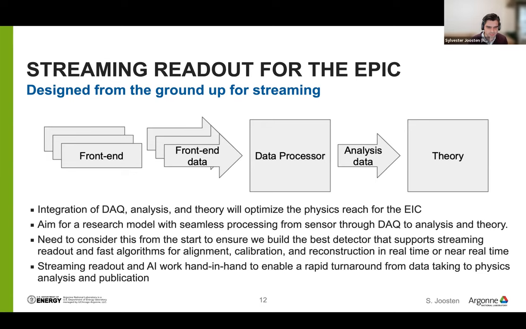And this actually helps us build a better detector that supports streaming readout and fast algorithms. Which will be hugely beneficial when it comes to actual data taking at the Electron-Ion Collider. Streaming readout and AI, of course, work hand in hand to enable a rapid turnaround from data taking to physics analysis and publications.